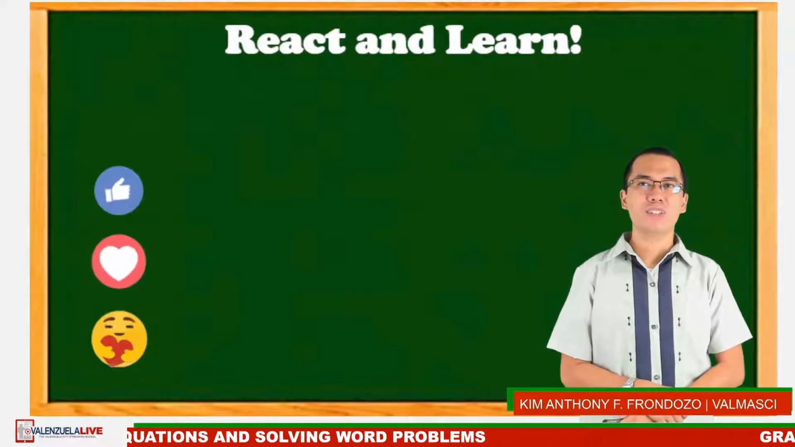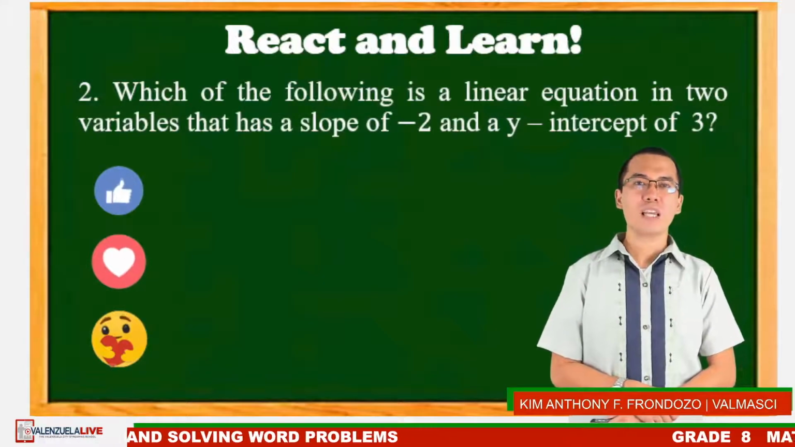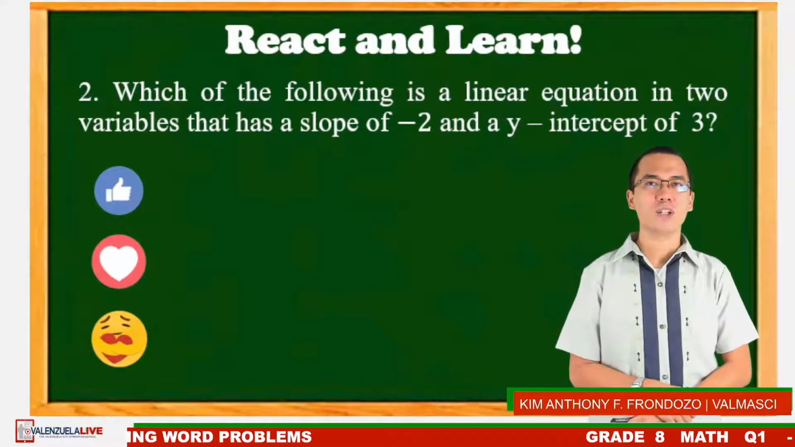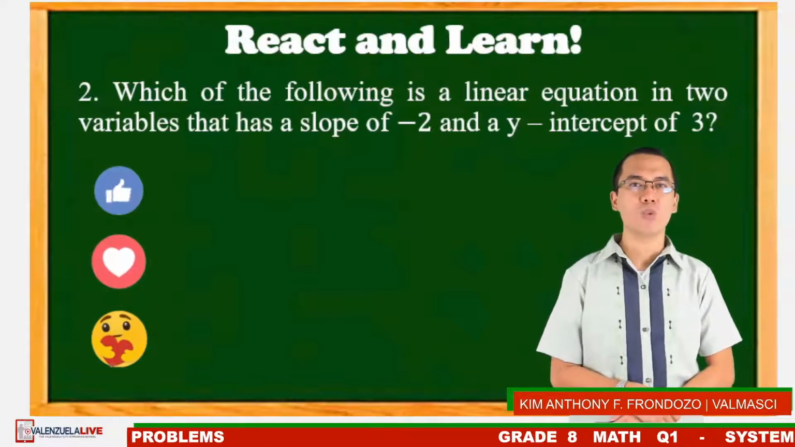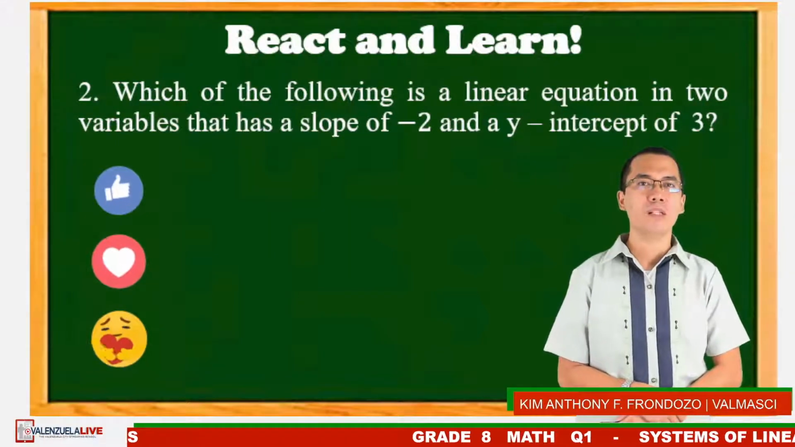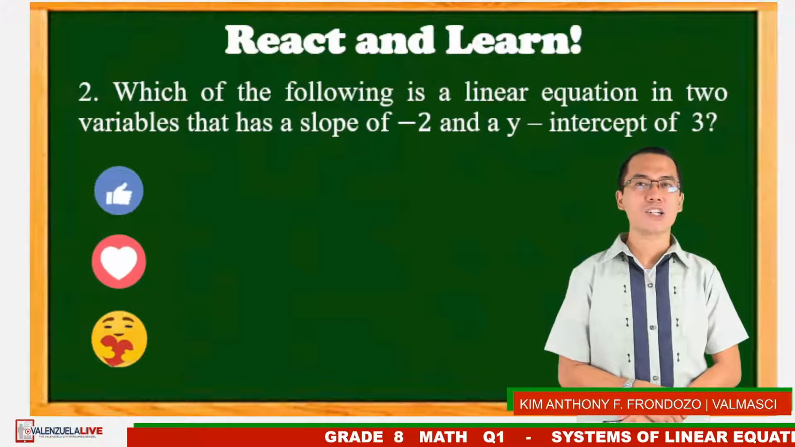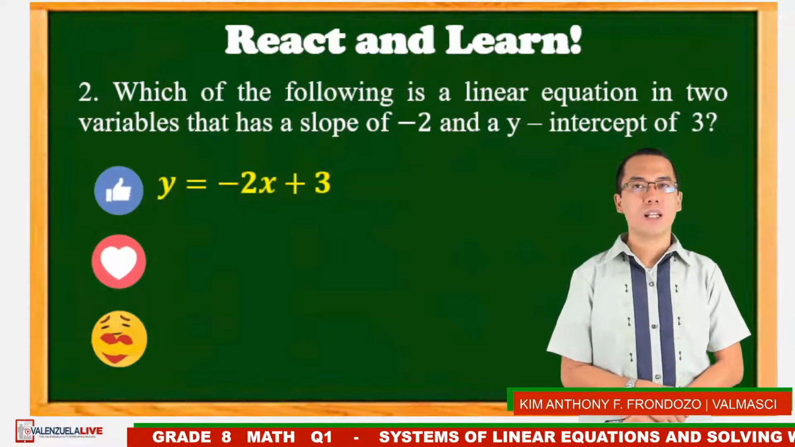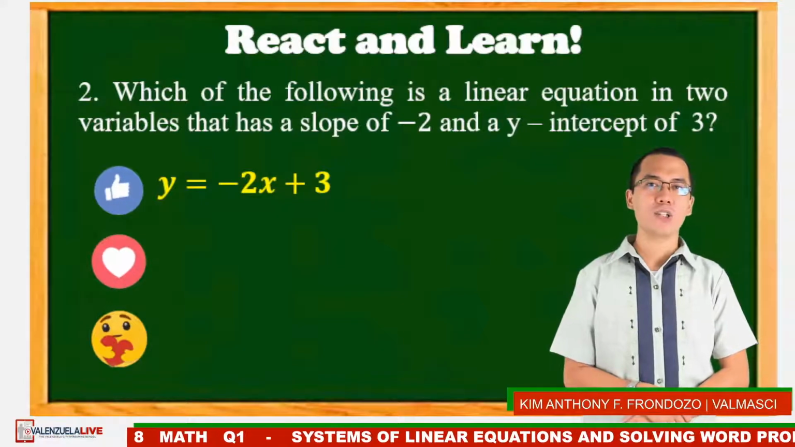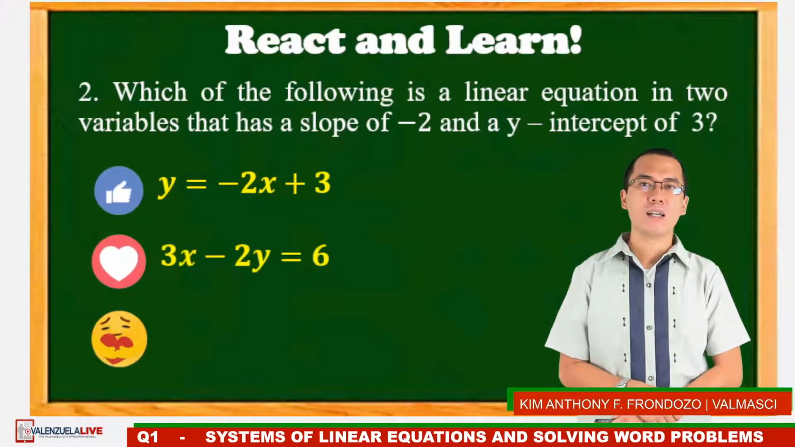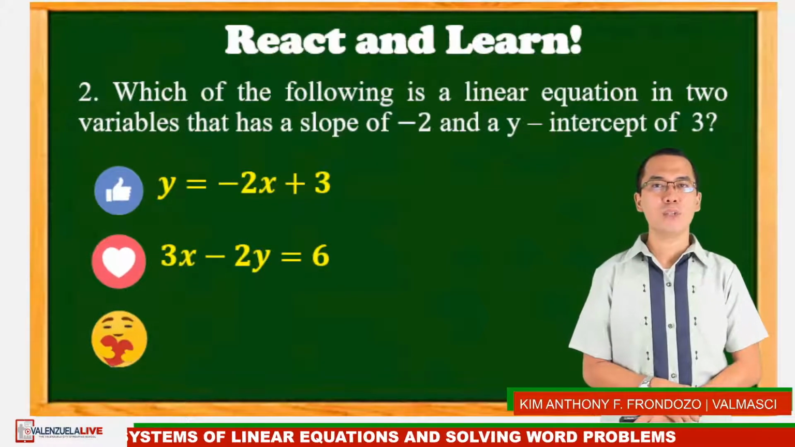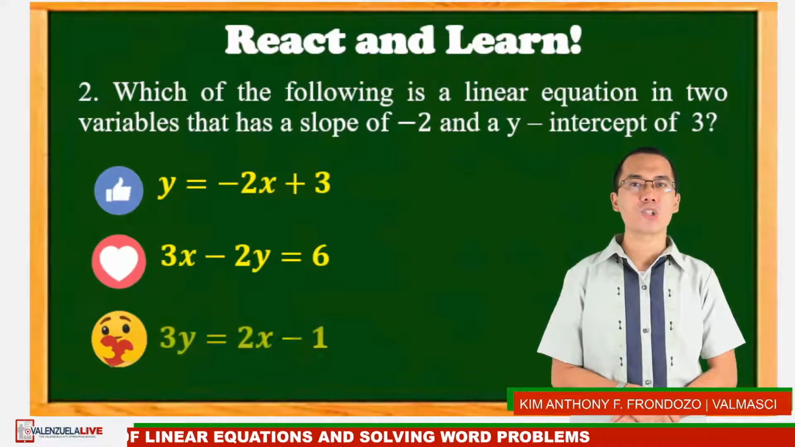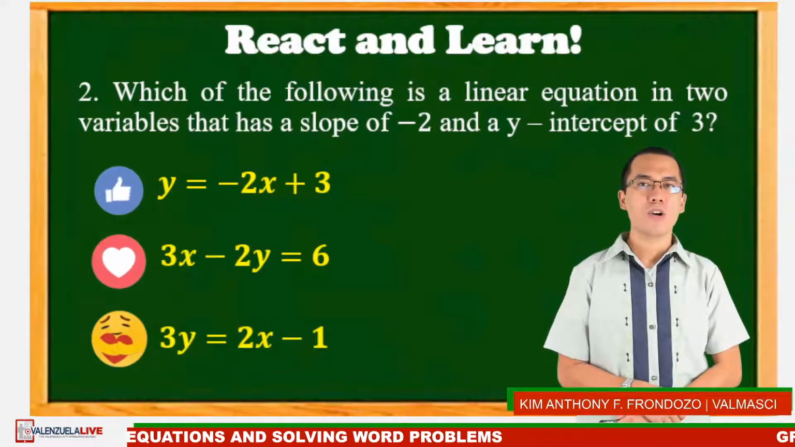Question number 2. Which of the following is a linear equation in two variables that has a slope of -2 and a y-intercept of 3? For the like reaction, we have y equals -2x plus 3. For the heart reaction, we have 3x minus 2y equals 6. For the care reaction, we have 3y is equal to 2x minus 1. Timer starts now.